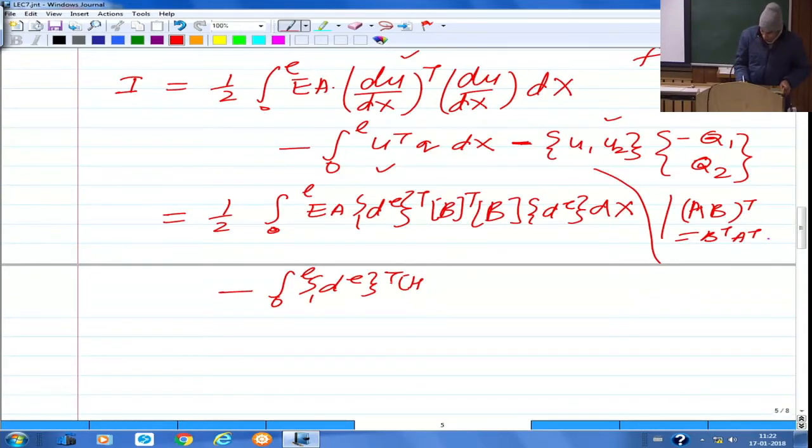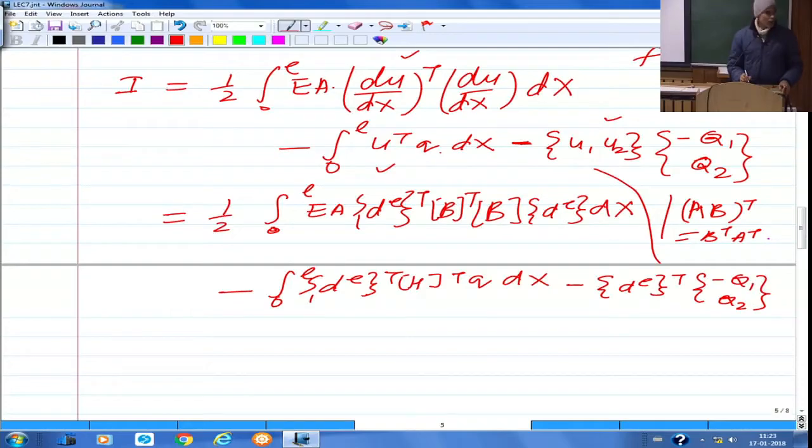So this is d transpose into h transpose into q dx is this term, and the last term I can also write, because de was the column vector u1 u2, so this is obviously the transpose of that. So we have this as actually de transpose into minus Q1 and Q2. So this is your integral.